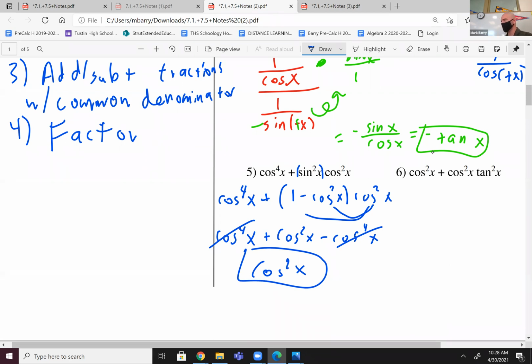Technically, I could change that cosine squared x into 1 minus sine squared x, but I think that would not be simplifying, right? That would be complicating. And I'm trying to simplify. So cosine squared, I would say, is the simplest way to write that. Okay. So that's the first method. If we follow our list strictly here, we would use the Pythagorean identity, okay?